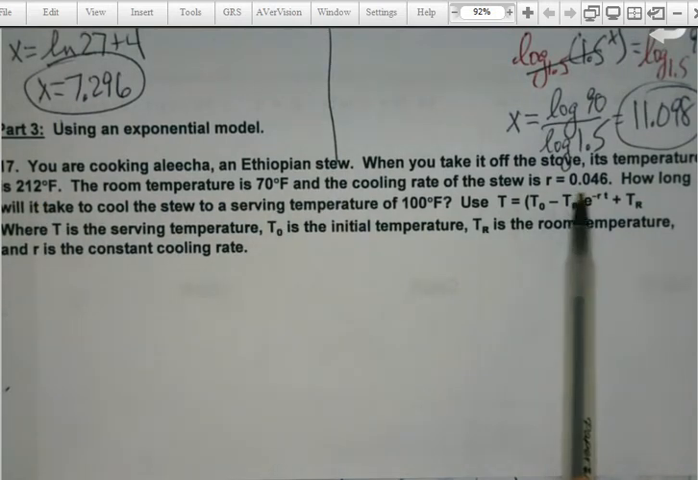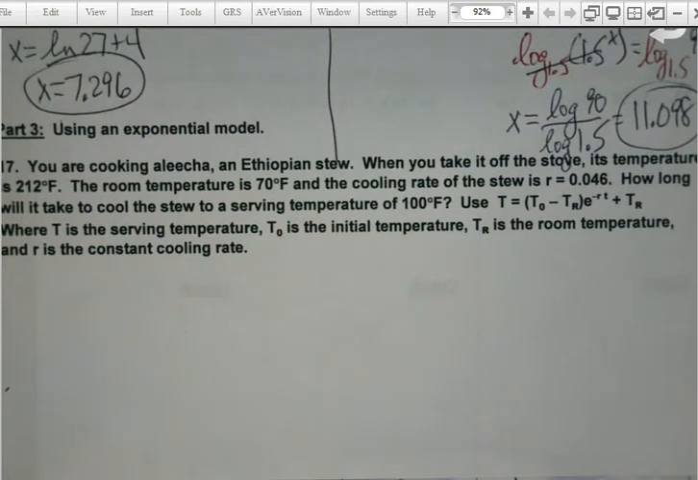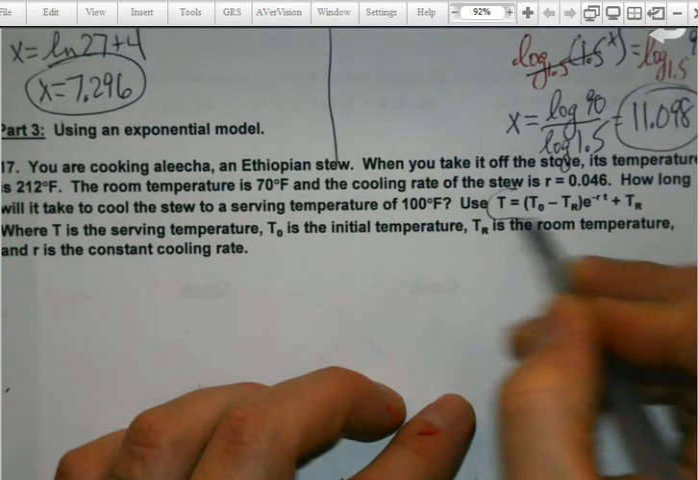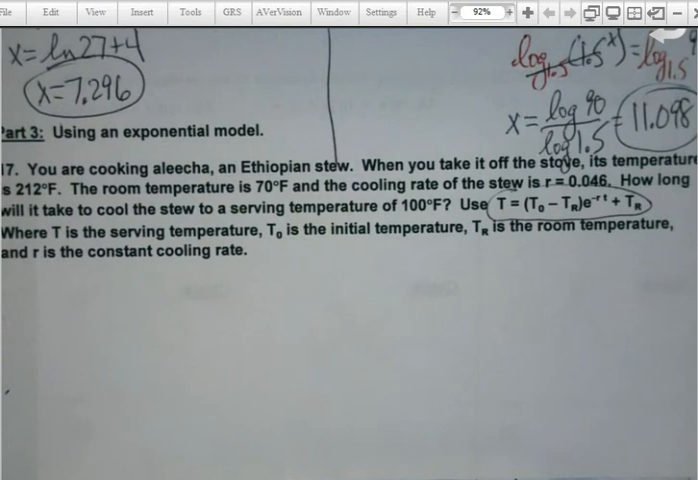The cooling rate of the stew is 0.046. Doesn't say how long, but okay. How long will it take to cool the stew to a serving temperature of 100 degrees Fahrenheit? Use, now you start looking at this formula, it's like, holy cow, look at all these T's that are working here. But there's explanations for what everything is. So don't skip something like this. Just take your time and see what they've got available to you.